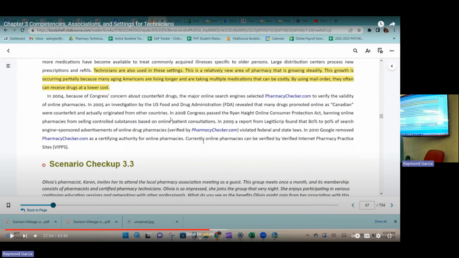So mail order you'll find in larger cities such as Dallas, Houston, San Antonio. Amazon's been on the move with that, but there are plenty of mail order pharmacies right now in Texas. If you're going to be moving out away from Midland to a big city.